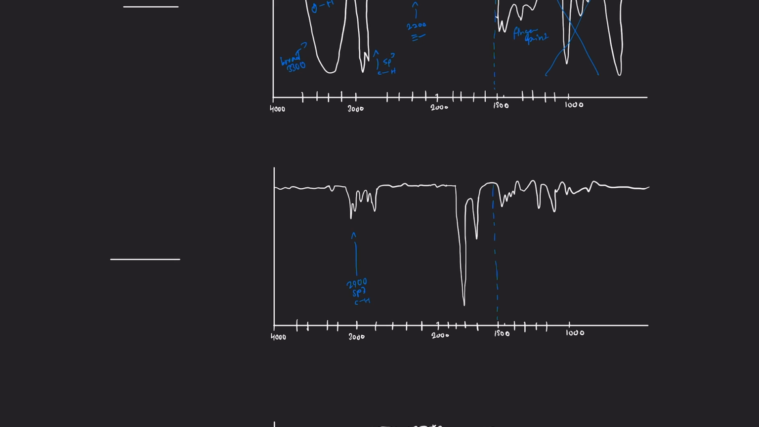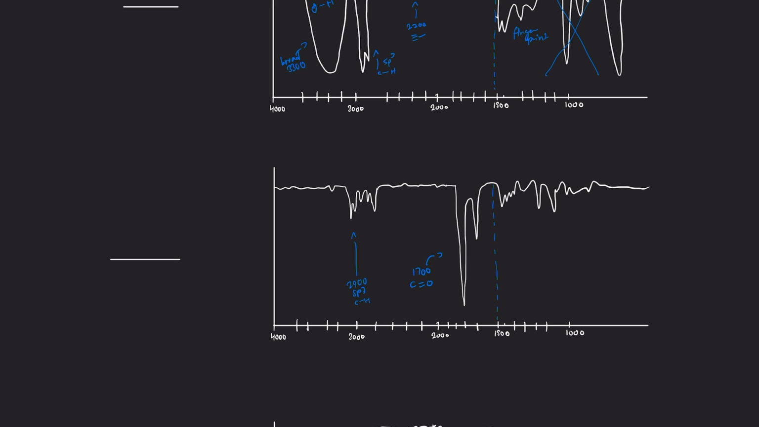So this first tick right here on the left of 1,500 is 1,600, and the one after that is 1,700. Whenever you see a line like this at around 1,700, it's going to be a carbonyl stretch. Usually it can be lower than 1,700 or higher than 1,700. It just depends if there's conjugation or, let's say, you have an ester. It would be higher than 1,700. So yeah, that's a very obvious carbonyl.